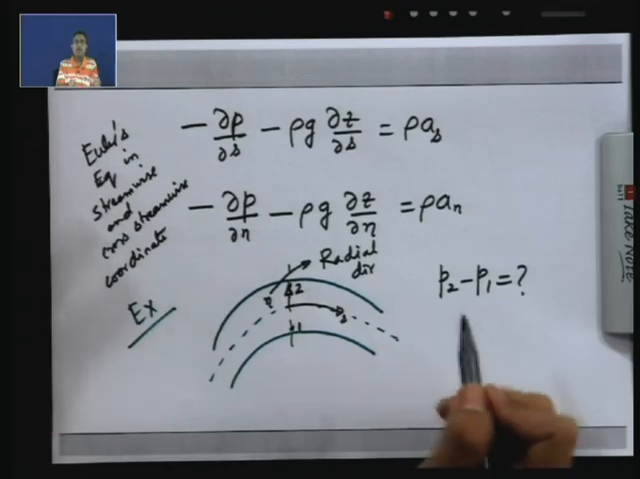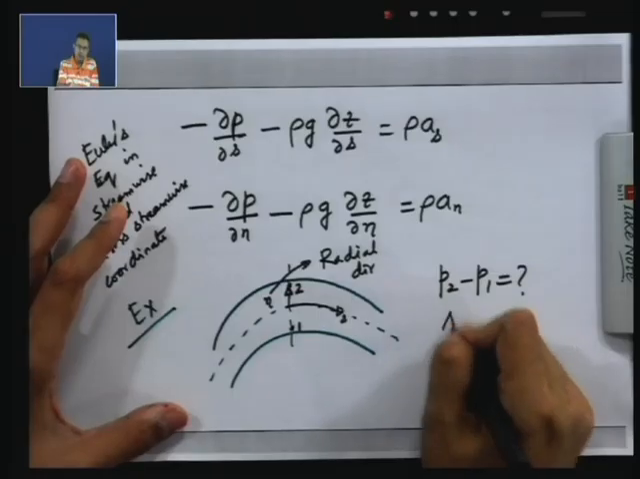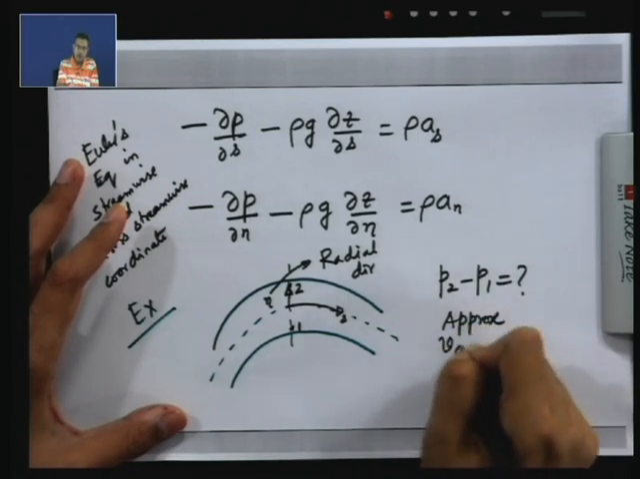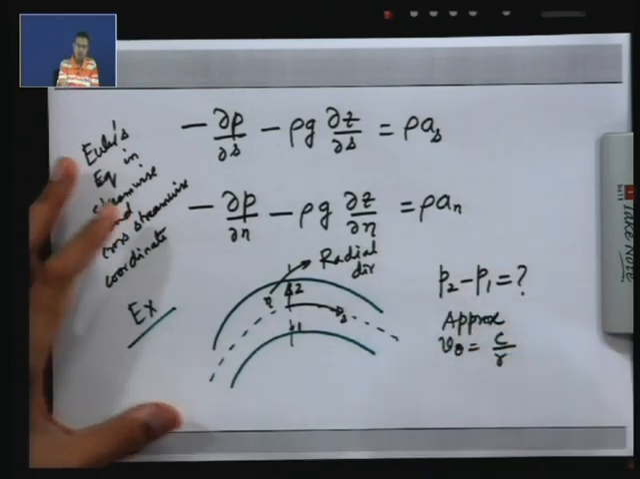So we cannot straight away use the Bernoulli's equation or Euler's equation along a streamline. What can save us is if we check whether it is an irrotational flow or not. Very commonly, flow across a pipe bend can be approximated as a free vortex flow, V theta is equal to C by R.